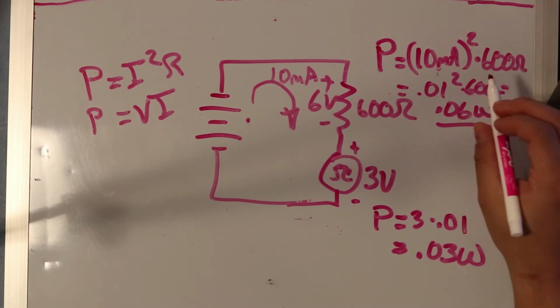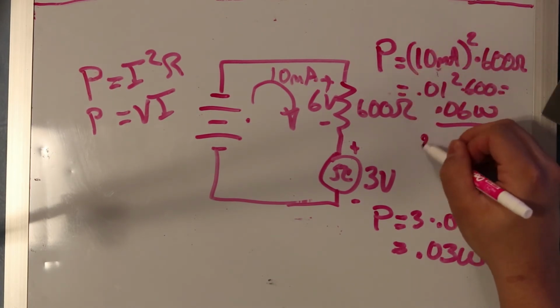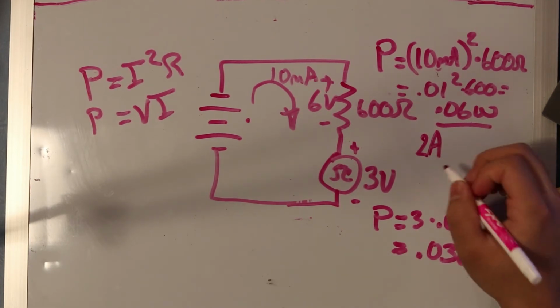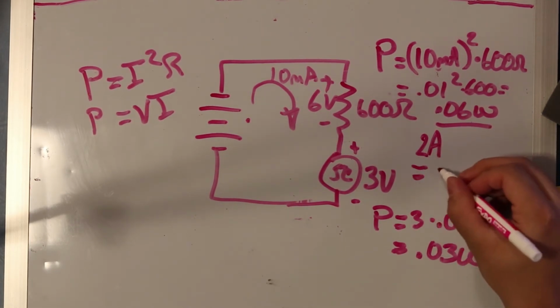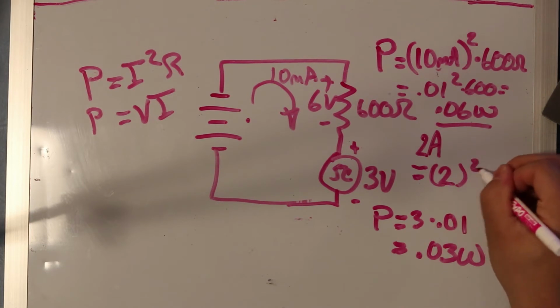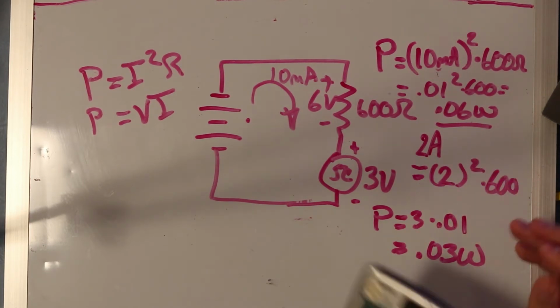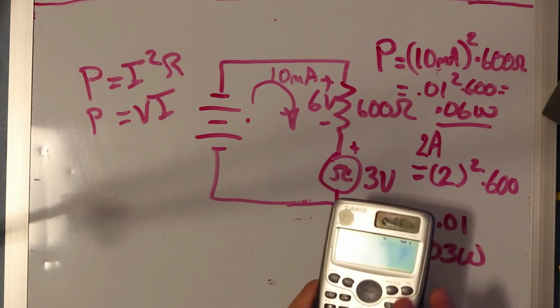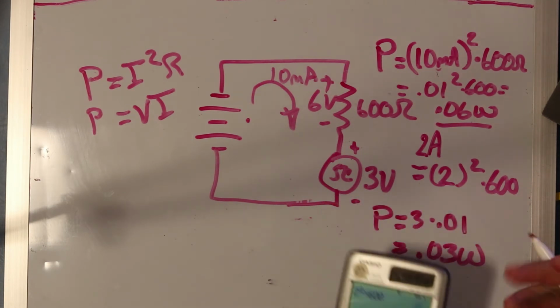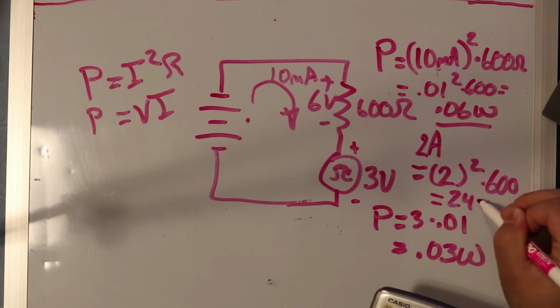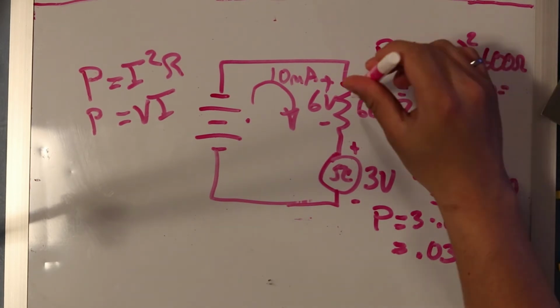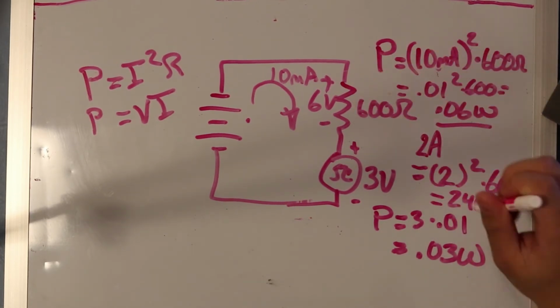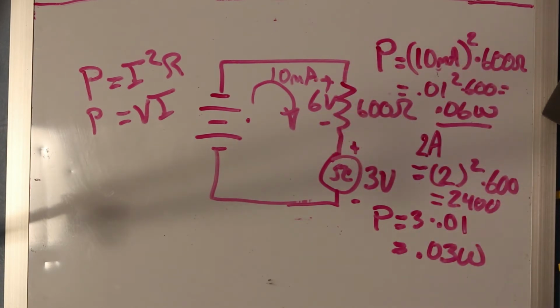Now let's say the current flowing through there was 2 amps, what sort of power would we get? Basically, we would just do 2 amps squared times 600, which is 2 squared times 600, which is equal to 2400 watts. Now let's say a manufacturer said it could only handle a quarter of a watt, and you push through 2400 watts into that resistor, it's going to blow up. And that's something that we're kind of trying to avoid.